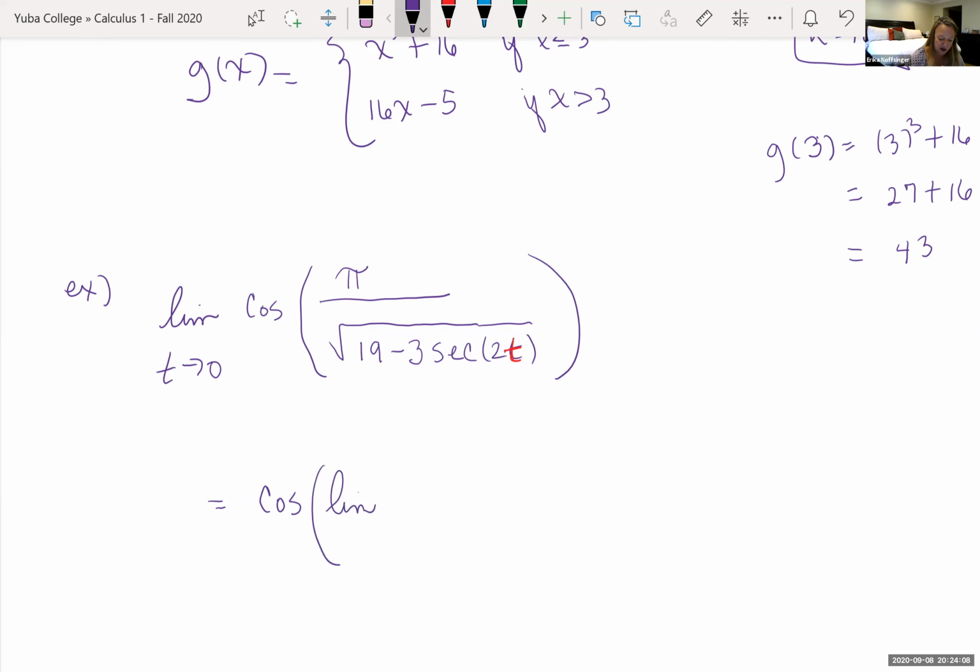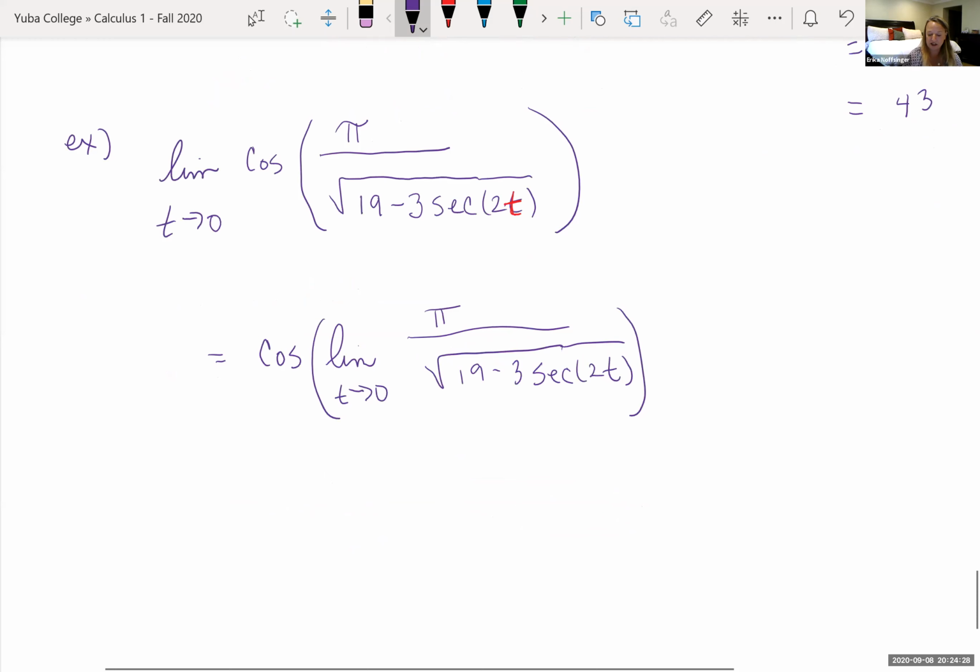So this is the same thing as cosine of the limit as t goes to 0 of pi all over the square root of 19 minus 3 secant 2t. So the rule says that we can look at the limit of a rational function. We can look at the limit of the numerator all over the limit of the denominator. And I'm not going to actually write that piece out.